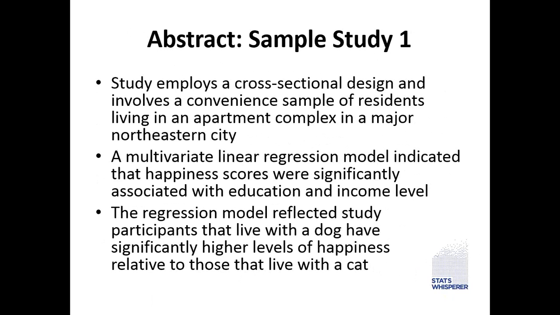Second, the multivariate linear regression model indicated that happiness scores were significantly associated with education and income level. So then we stated here the findings of our covariate variables. Third, the regression model reflected study participants that live with a dog have significantly higher levels of happiness relative to those that live with a cat. So there's our primary finding. In that little space, we have a lot.